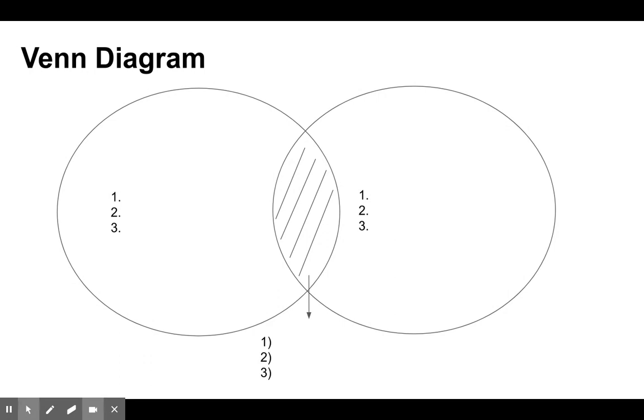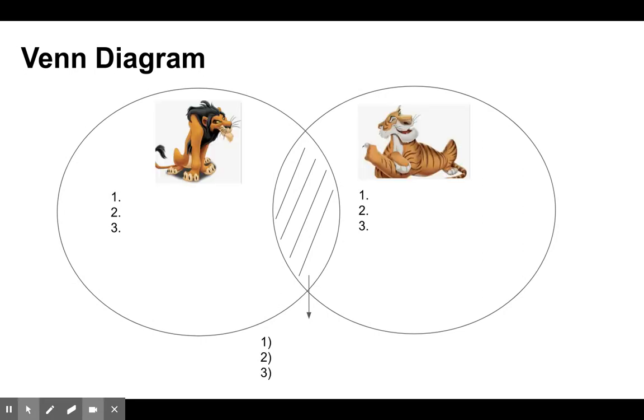And then you'll notice in the shaded area where the circles overlap, I've put an arrow and I've numbered 1 to 3 just below the Venn diagram. This helps me keep my letters from getting too small and bunched up. So now I've got to write the two things that I'm comparing inside each circle. So in one circle, I've got Scar from The Lion King. In the other circle, I have Shere Khan from The Jungle Book.